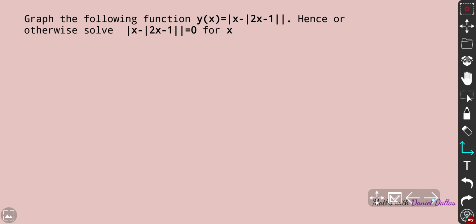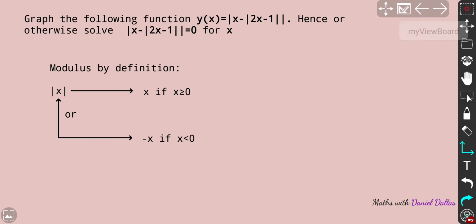And let's have a look at the question. So try to pause the video, try to do it on your own, and let's get started explaining. You need to graph the following function, y of x, which is equal to the absolute value of x minus absolute value of 2x minus 1, nested. And hence or otherwise you need to solve the equation for x. Let's get started. Before that, we need to give the definition of what modulus is.